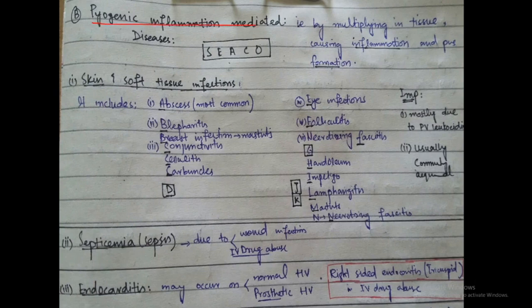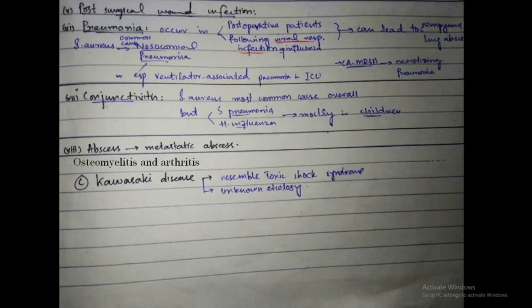Now coming towards the diseases which are due to inflammation, i.e. they are caused by multiplying in tissues causing inflammation and pus formation. These diseases are skin and soft tissue infection, septicemia, endocarditis, post-surgical wound infection, pneumonia, conjunctivitis, osteomyelitis, and arthritis. Now we will discuss each one of these.